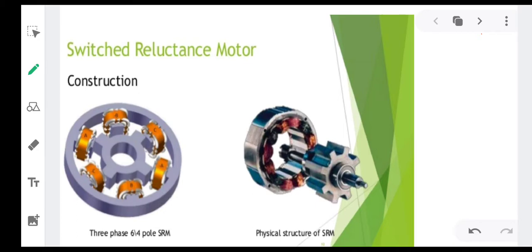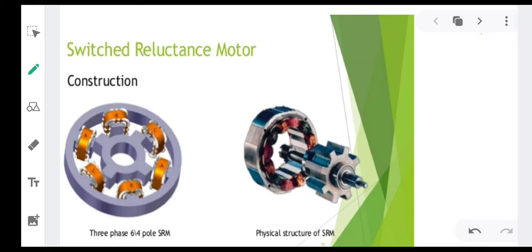So going to the constructional part of a switch reluctance motor, it is similar to the construction of a stepper motor, as we have already discussed in your second module. The major difference between the switch reluctance motor and a stepper motor is that in a switch reluctance motor continuous rotation is allowed, whereas in a stepper motor the operation is in steps.